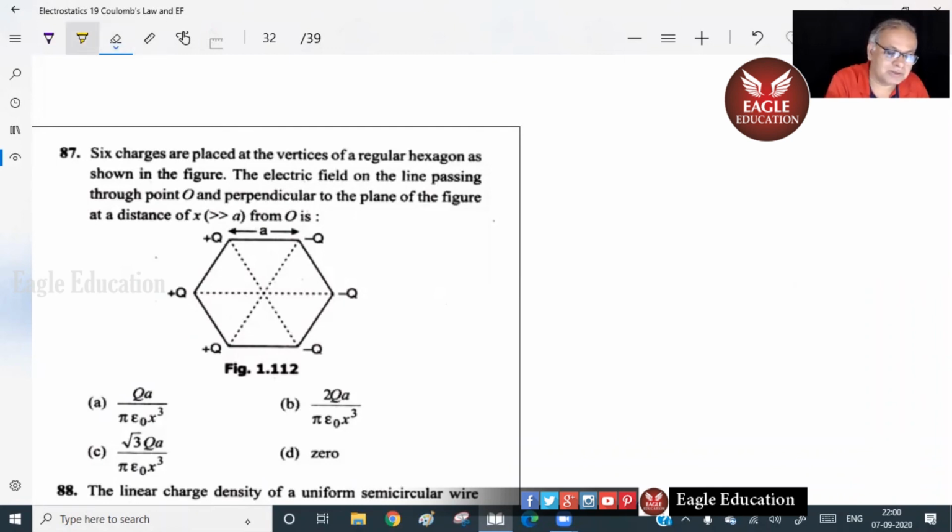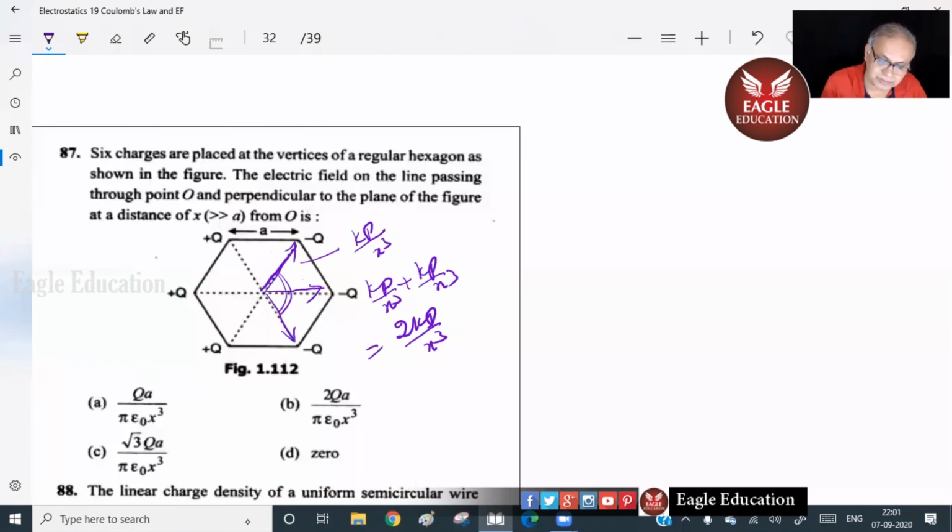How? It is in the space, not here in the plane of the figure. This is this way, direction. How much is it? On the perpendicular bisector, it is Kp by r cubed, that is x cubed. In this direction, Kp by x cubed. In this direction, Kp by x cubed. So this is how many, 120 degrees? So the sum of these two is Kp by x cubed, which is along this Kp by x cubed. So 2Kp by x cubed. So what do you write here? 2 into 1 by 4 pi epsilon 0 p, that is q into 2a by x cubed. Do you have any answer like that? You check.